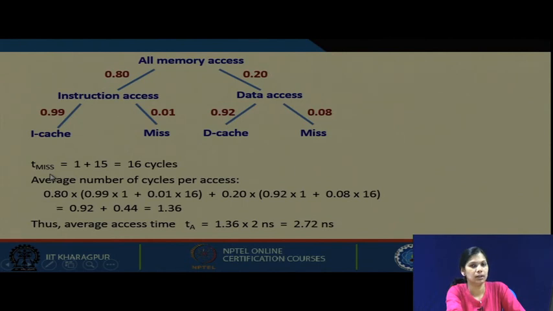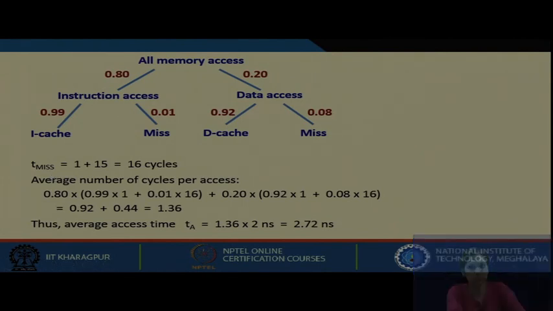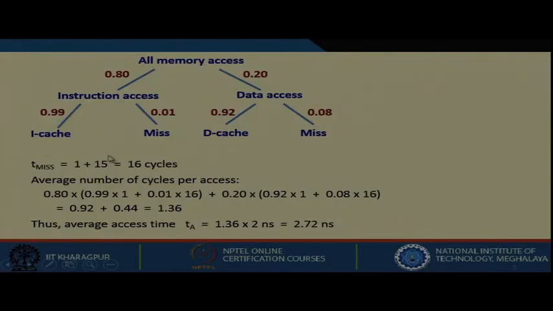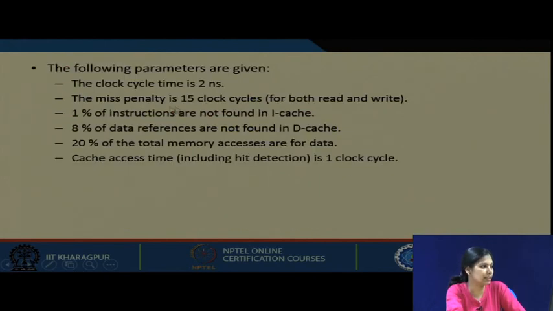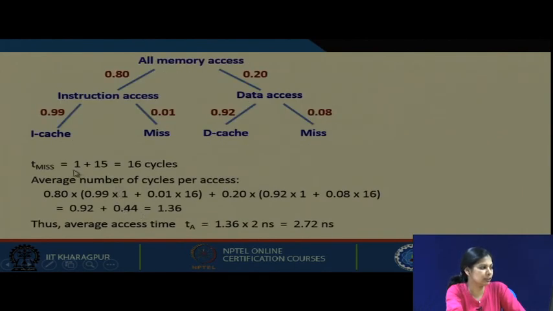What is T miss? We have already seen earlier that T miss is the miss penalty, the time used to transfer a block from main memory to your M1 level of cache, and then the access time of the cache will be taken into consideration. So T miss is 1 plus 15. If you go back one slide, the miss penalty is 15 clock cycles and cache access time is 1 clock cycle. The miss penalty will be bringing that block plus this, because you have to transfer the data. So total T miss time will be 1 plus 15, that is 16 cycles.